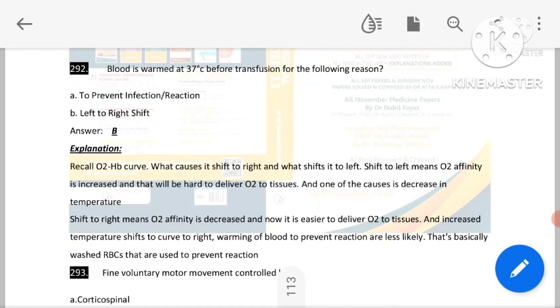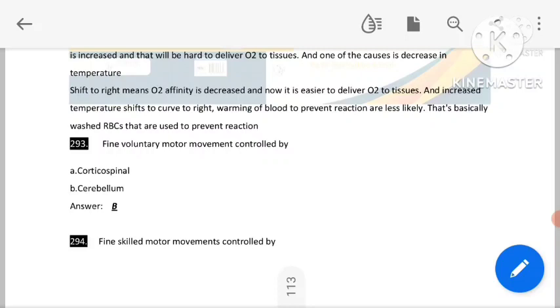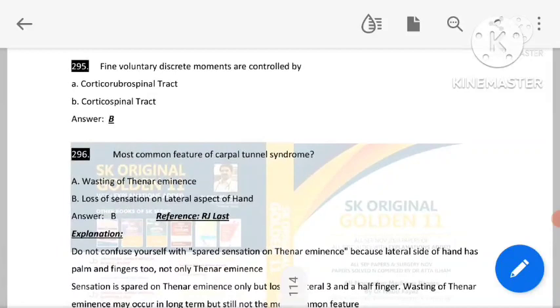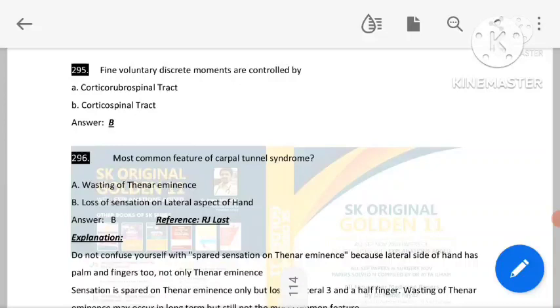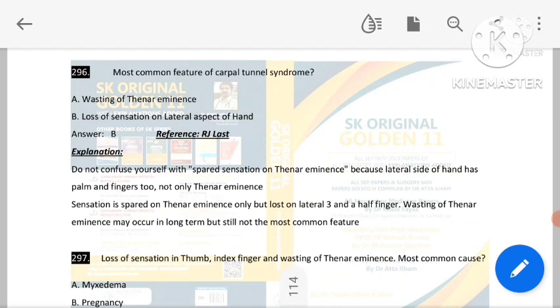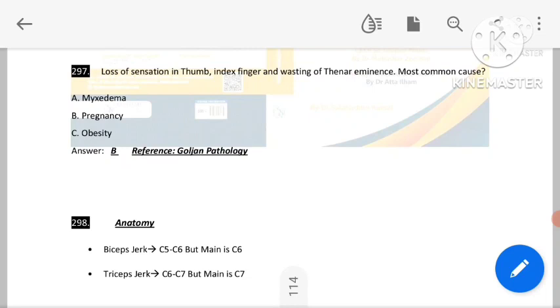Point number 293: fine voluntary motor movement is controlled by the cerebellum, and fine skilled motor movements are again controlled by the cerebellum, and fine voluntary discrete movements are controlled by the corticospinal tract. Point number 295 and 296: the most common feature of carpal tunnel syndrome is loss of sensation on the lateral aspect of the hand. Point number 297: loss of sensation in the thumb and index finger and wasting of the thenar eminence. In carpal tunnel syndrome the median nerve is involved, and the most common cause is pregnancy.